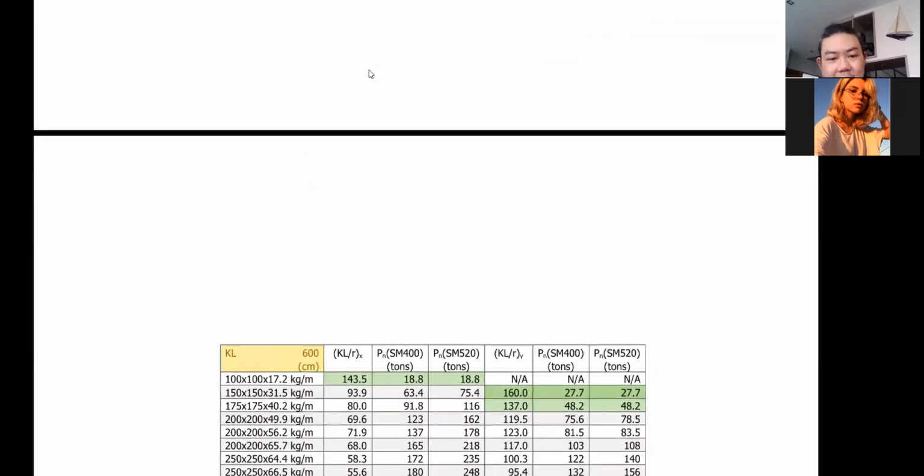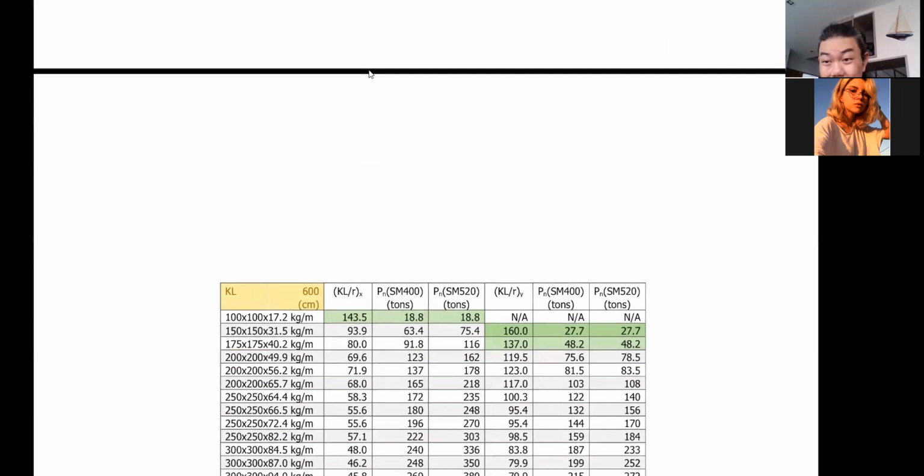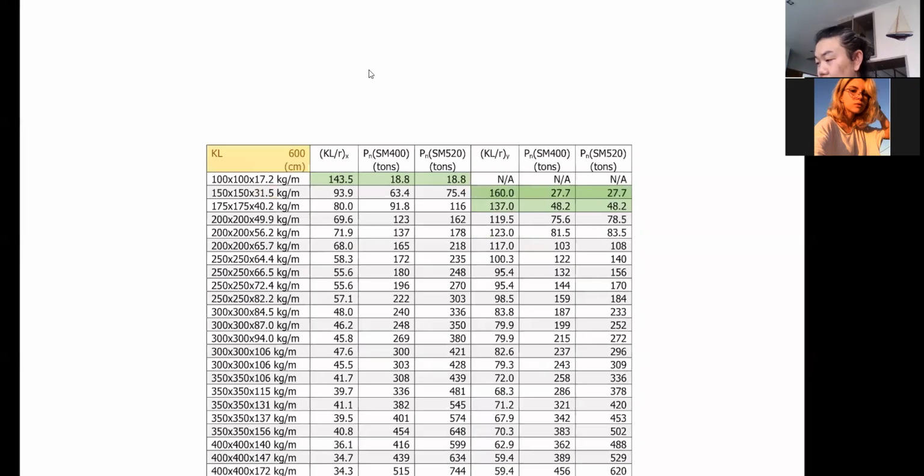You can use 550 and try to select the section slightly above your demand. That is also fine. Okay, so now we are here at 600, but this time it is for KL over ry, right? So we use this column with SM400. Okay, so with this and with that, and our target is 278.